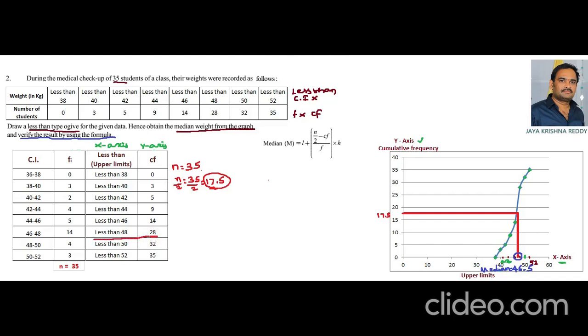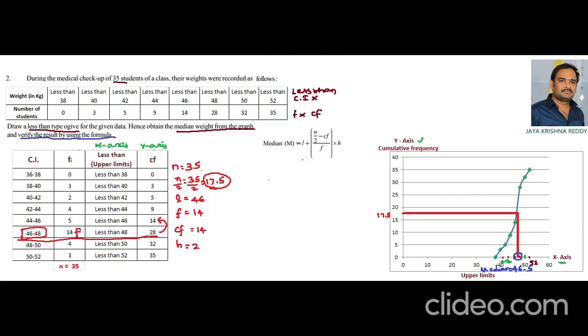So this is the median class. So from this, the class interval is 46 to 48. So L value is equal to 46 and F is nothing but 14. F equals 14 and CF value is nothing but the preceding CF value of the median class. So CF is equal to 14 and height is equal to the height of the class interval. The class interval is 46 to 48. So what is the difference of these two numbers? 2. Height is equal to 2.